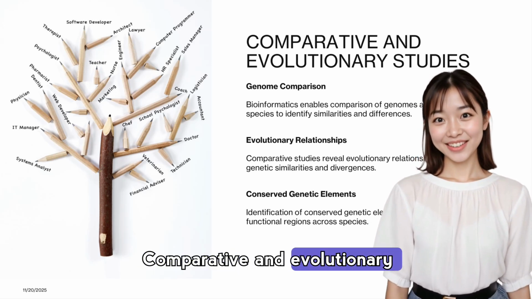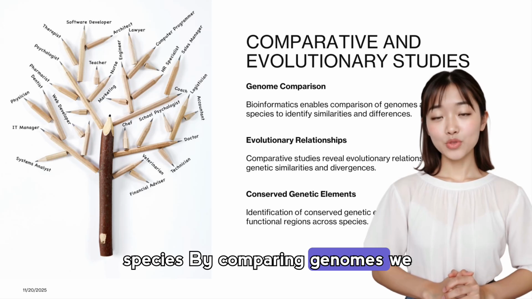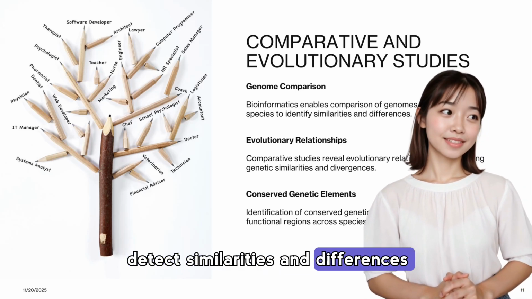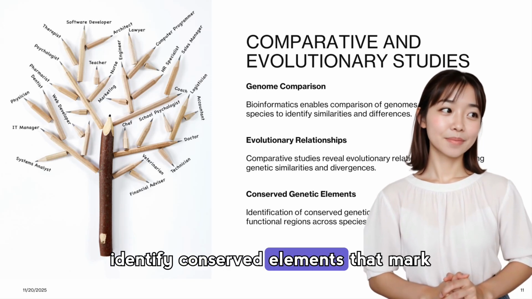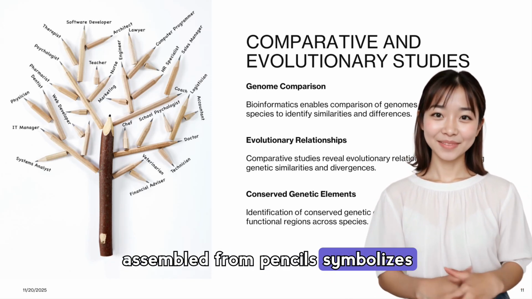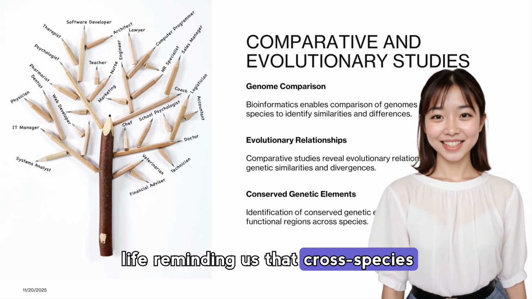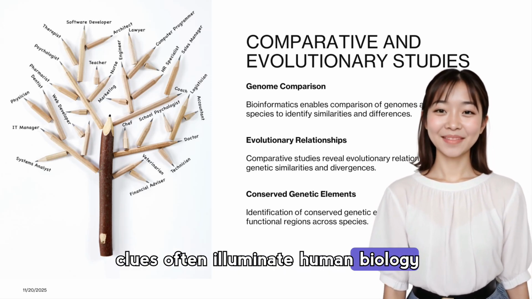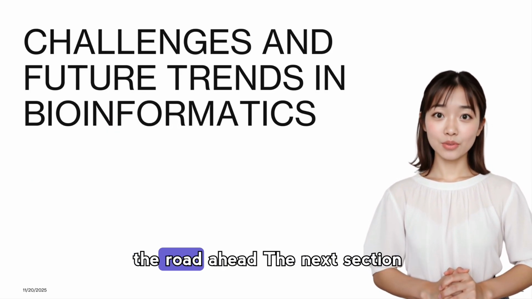Comparative and evolutionary analyses broaden our view across species. By comparing genomes, we detect similarities and differences, trace evolutionary relationships, and identify conserved elements that mark essential functions. The tree assembled from pencils symbolizes shared roots and branching paths of life, reminding us that cross-species clues often illuminate human biology most clearly.